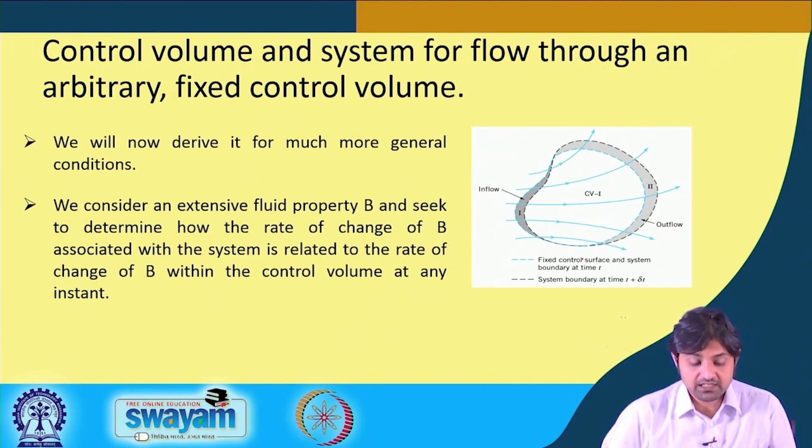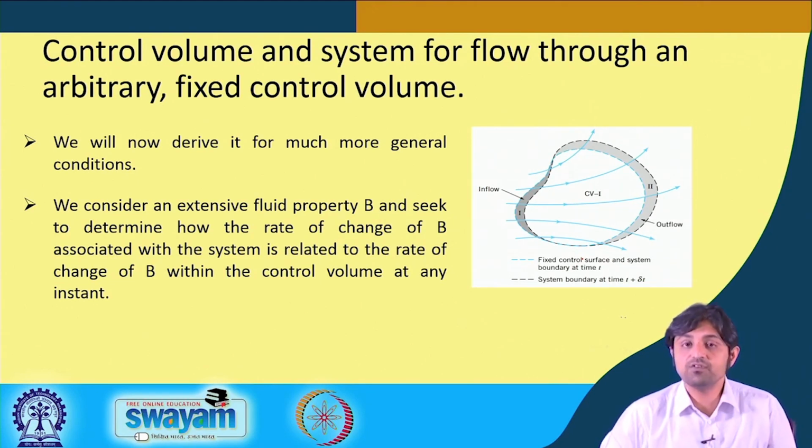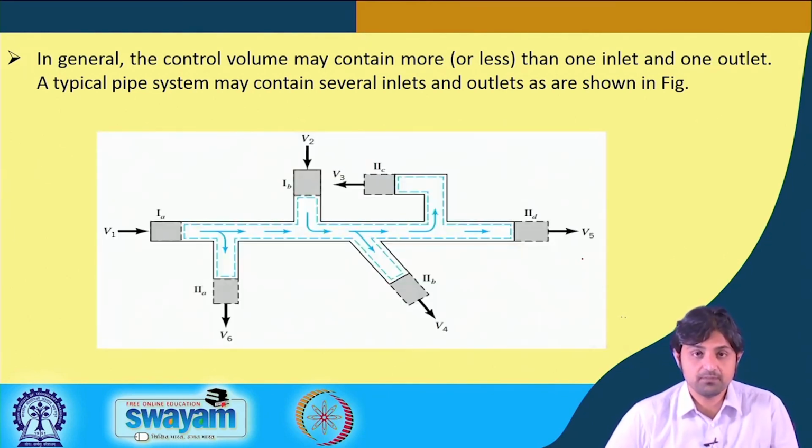So we consider an extensive fluid property B and seek to determine how the rate of change of B associated with the system is related to the change of B within the control volume at any instant. Same procedure, but for an arbitrary surface. In general, the control volume may contain more than one inlet and one outlet. A typical pipe system, for example, can contain several inlets and outlets as shown in this figure, can be more than that or even less than that. So we have to find a general equation.